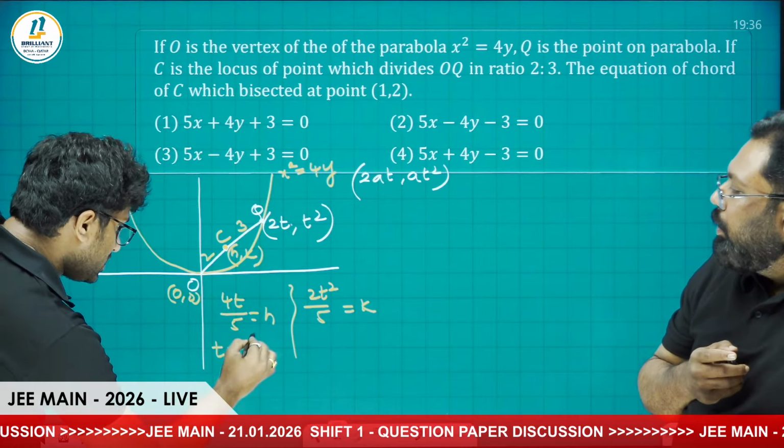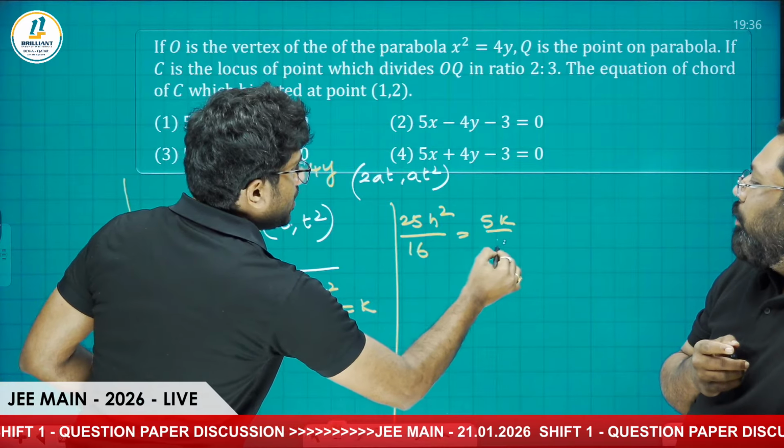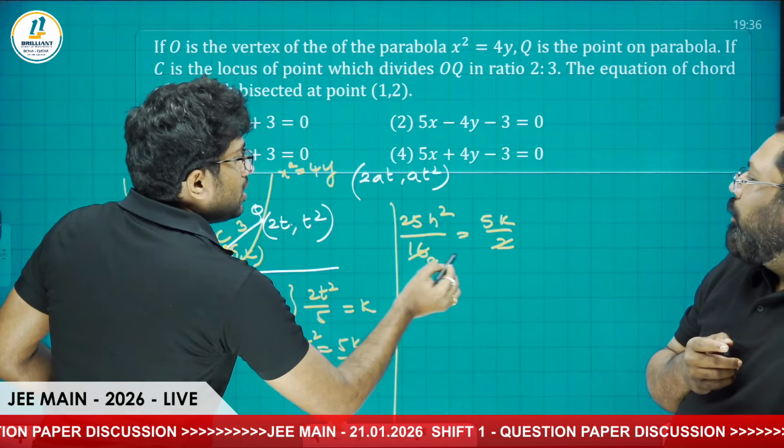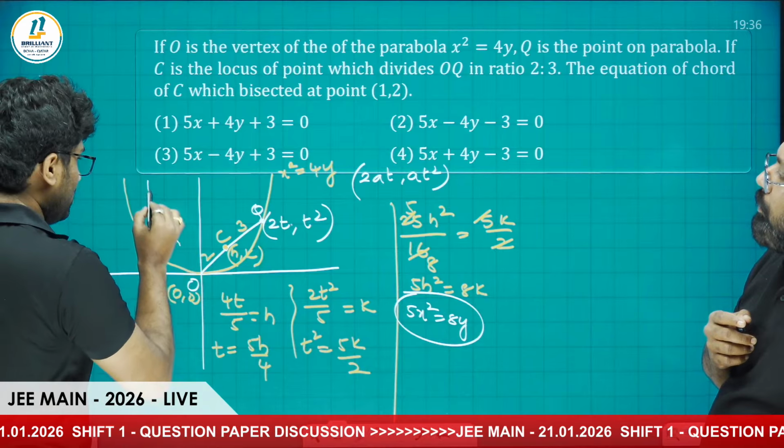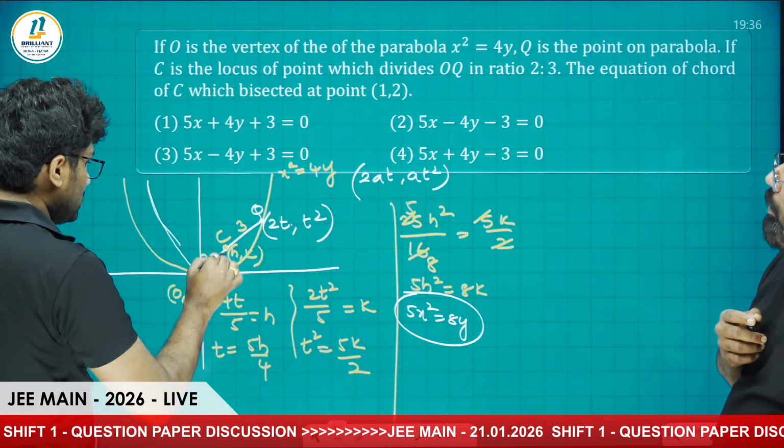So here we get t is equal to 5h divided by 4, whereas t square is equal to 5k divided by 2. Substitute t is equal to 5h by 4 here. You will get 25h square divided by 16 is equal to 5k divided by 2. So 5h square is equal to 8k. To get the locus, we replace h comma k with x comma y. That means 5x square is equal to 8y. Again we have got a parabola, and it will look somewhat like this. 5x square is equal to 8y.